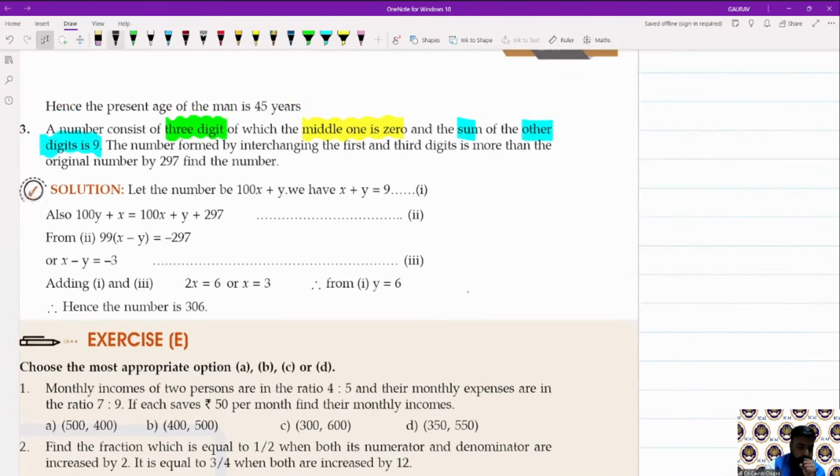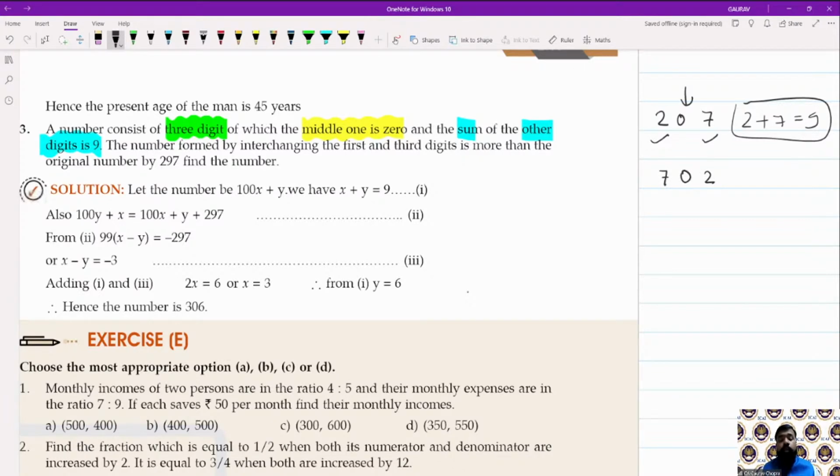So let's say there is one number which follows this condition, 207. 0 is the middle number, and 2 and 7 are first and third number. The first condition says if we add them, the total should be 9. So 2 plus 7 is equal to 9. First condition is satisfied. But the second condition says if we interchange the digits, it will become 702. And now if we calculate the difference, that difference is 297. So if we try to calculate the difference, it is not 297, it is more than that.